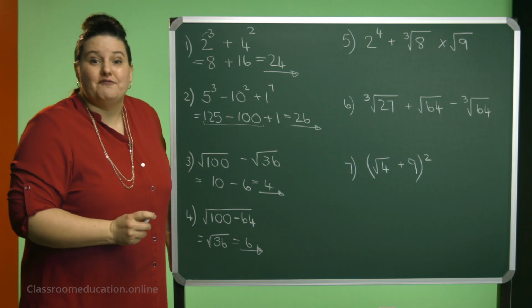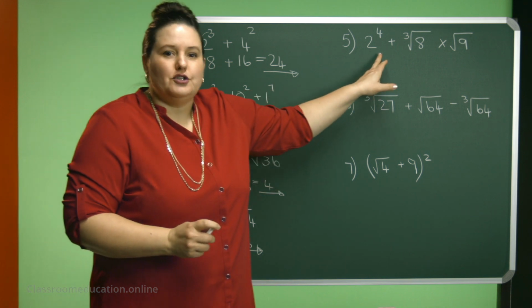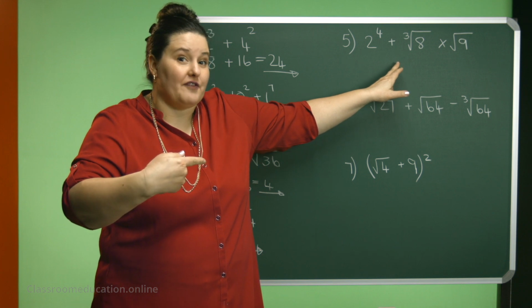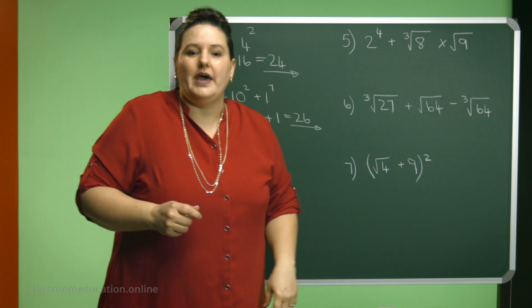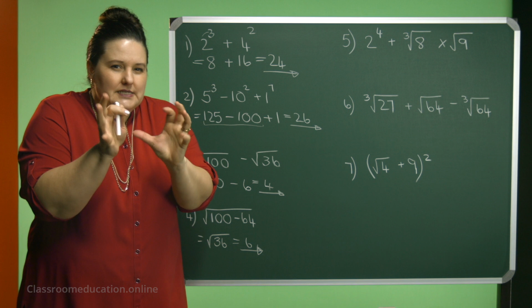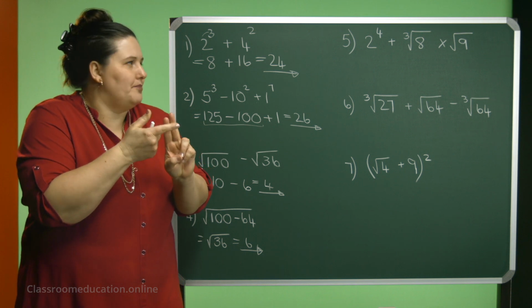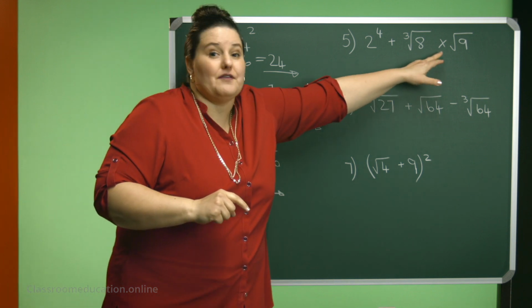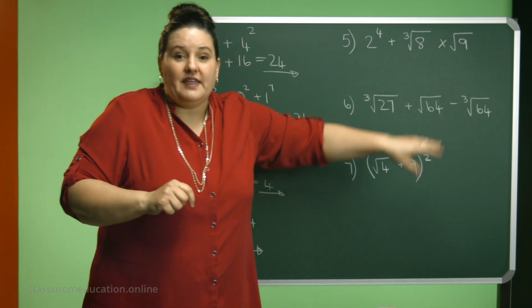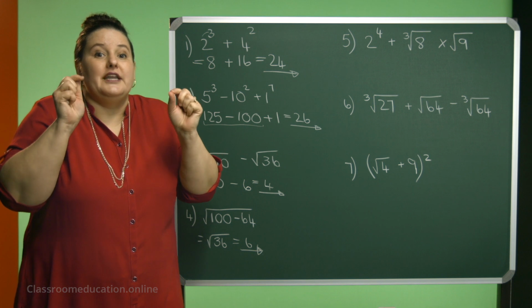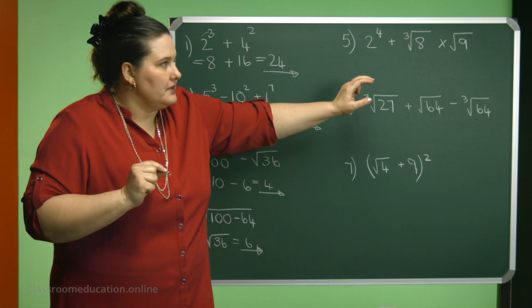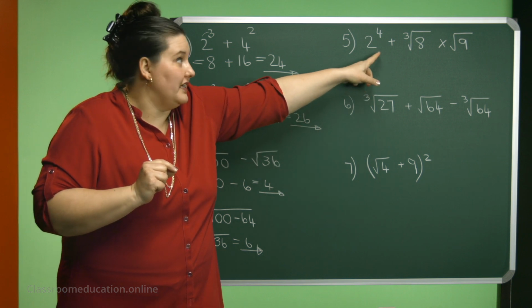Let's have a look at number 5. 2 to the power of 4 plus the cube root of 8 times the square root of 9. Can you see there's maybe two things that might bother you here? The first thing that bothers me is the fact that I have a multiplication sign. And then I need to remember I need to do BODMAS, order of operations. So that needs to be done before the addition.